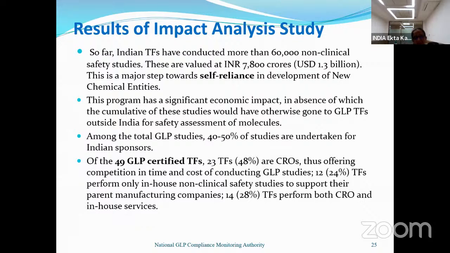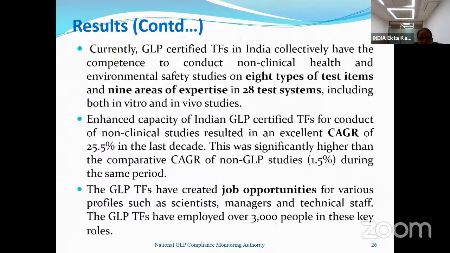Among the total GLP studies, 40 to 50% are taken for Indian sponsors, and of the 49 GLP certified test facilities, which include 3 government labs, namely the Toxicology Center at Mohali, the CSIR lab in Lucknow, and again the CSIR lab of IITR, Indian Institute of Toxicology Research in Lucknow, these are the 3 government labs. So around 48% of test facilities are CROs, 24% perform only in-house testing, and around 28% perform both CRO and in-house services.